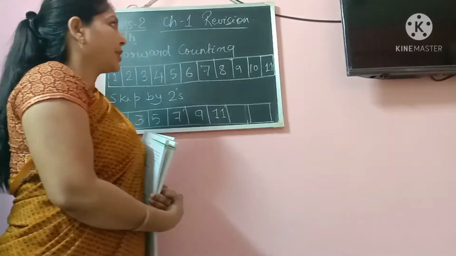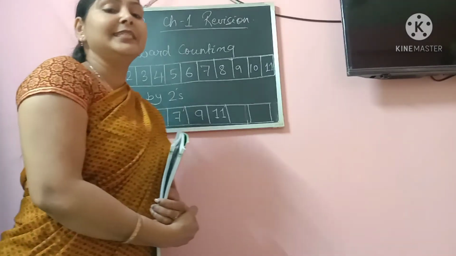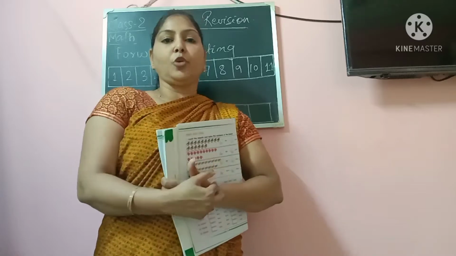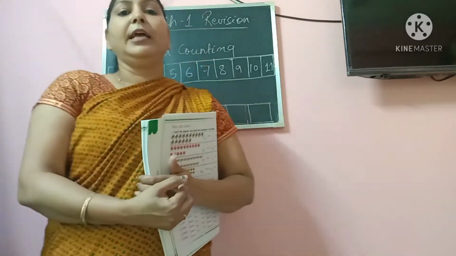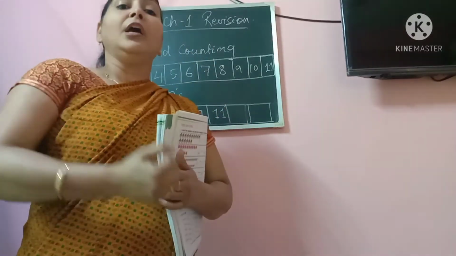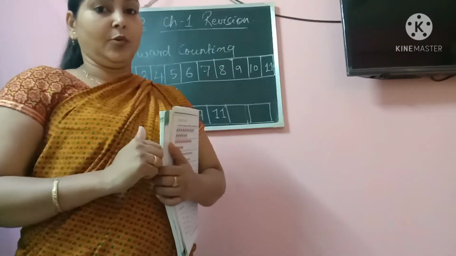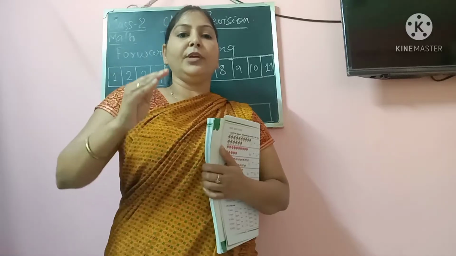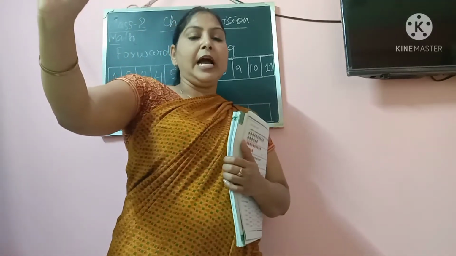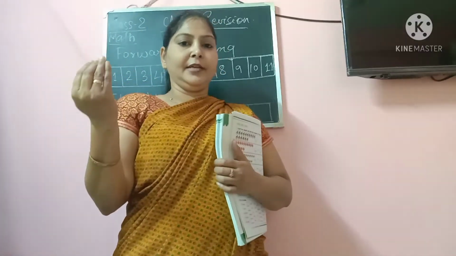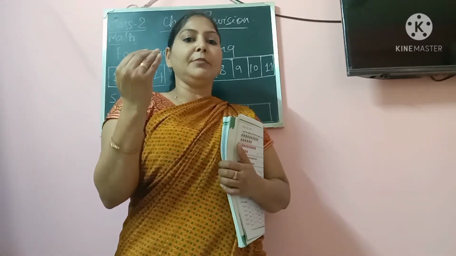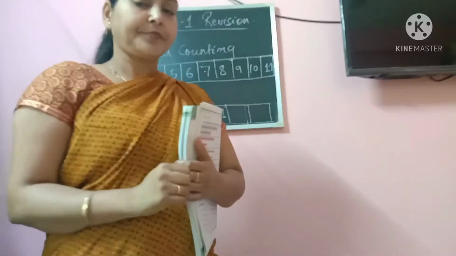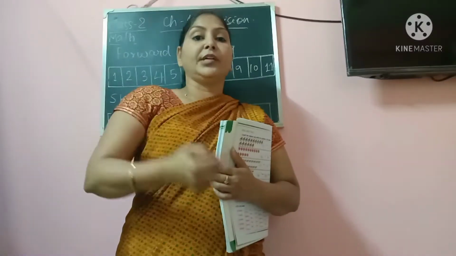Today we are going to learn about skip counting. Now what is skip counting? Before we learn about this topic, let us understand what forward counting and backward counting are. Forward counting is normal counting, going ahead. Backward counting is coming back. So forward counting is 1, 2, 3, 4, 5, 6, 7, 8, 9, 10. This is called forward counting.